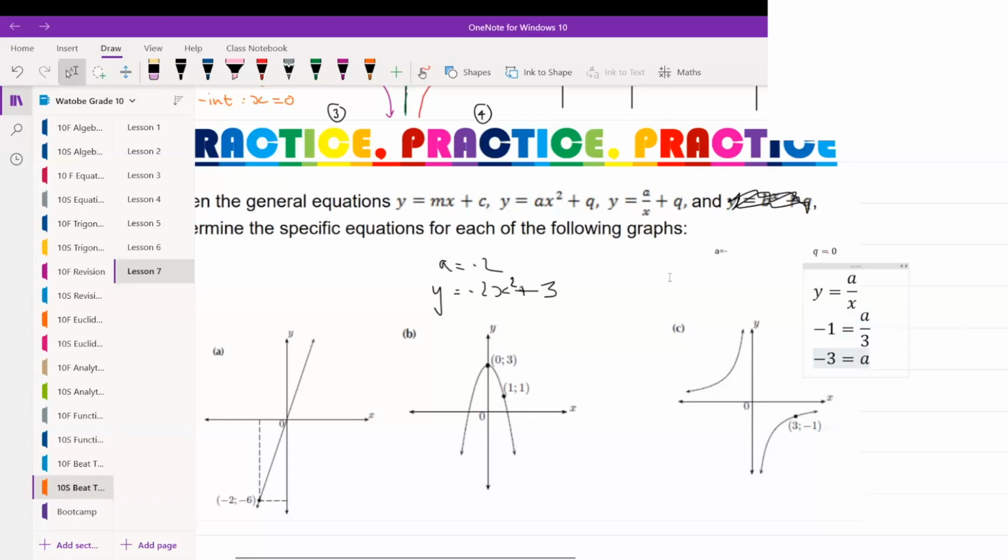Excellent. Okay, good. So the last thing is just to put this all together. Therefore, y will be equal to -3 over x, but our plus q is just 0, so we don't need to put it in there. That's okay, Pascal. This is where we make mistakes. Don't stress.